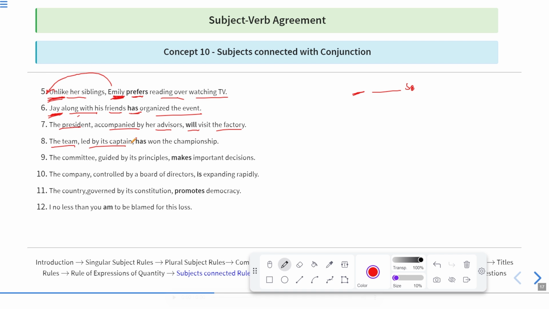The team, led by its captain, has won the championship. So the team is singular. Led by its captain has won. So has is used according to the team, which is singular because team is the collective noun.